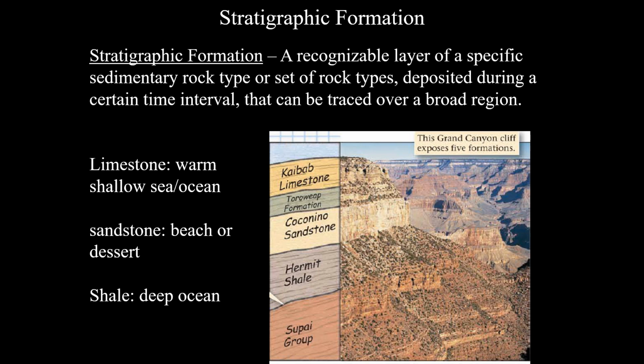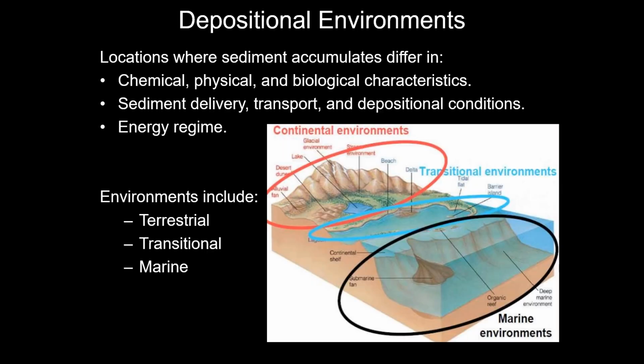And eventually the goal is to create what we call stratigraphic formations. And these are recognizable layers of specific sedimentary rocks that are deposited at certain time intervals and can be traced over broad regions. So the Grand Canyon is a nice big stratigraphic formation that tells us a lot about the history of the Southwest United States over hundreds of millions of years. And it tells us about certain depositional environments.